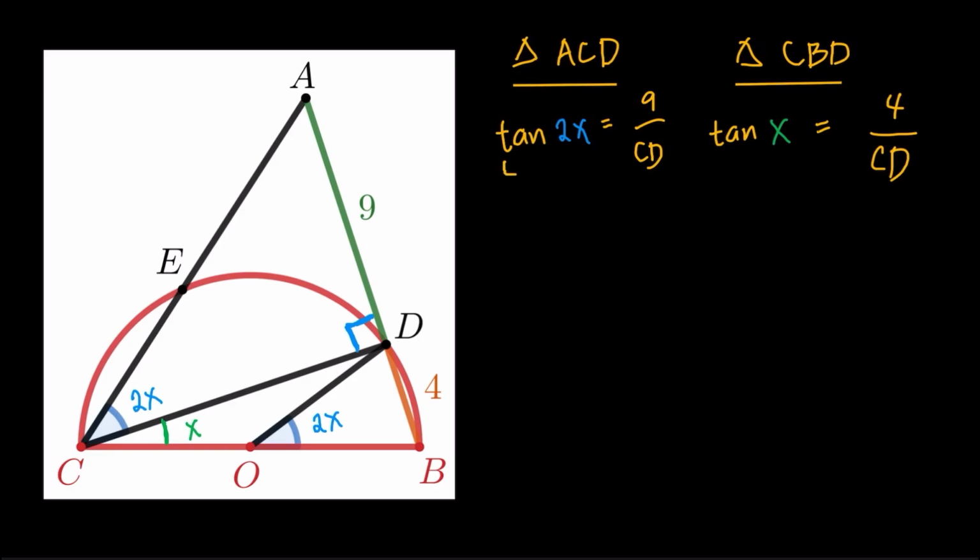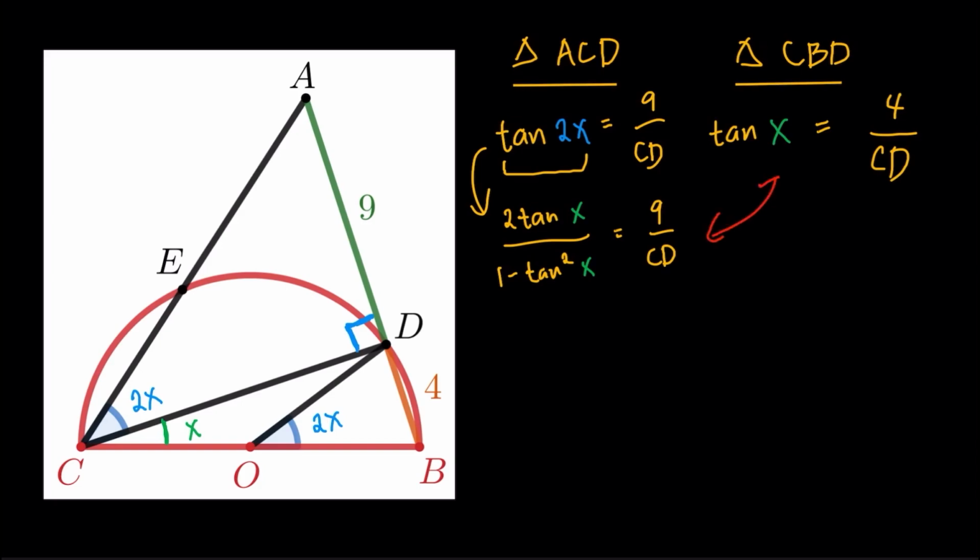Because we can express tangent 2x using the double angle identity as twice tangent x divided by 1 minus the square of tangent x. That's going to be the expression, the double angle identity for tangent. And then the other remains the same, 9 divided by CD. And I could use these two, this and that, to help me get CD and tangent x.